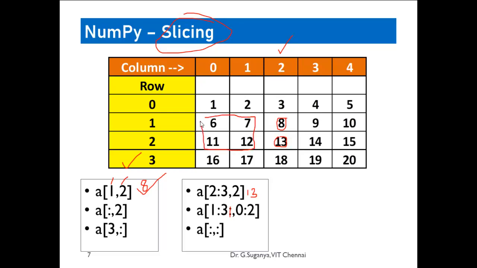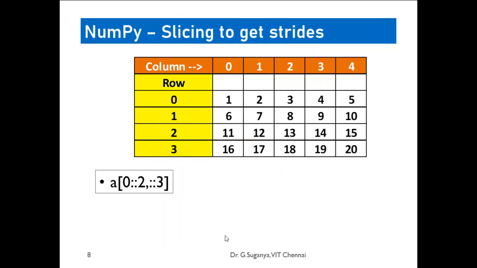These 4 values. How? Think of it as starting with row 1 and ending at 2. So this row and this row will be taken into account. What are the columns? Column 0 and column 1. So you take the intersection of those. These 4 are the values that should be expected out of this output. Then colon, what does it mean? It's very easy. All the values need to be printed. Correct?